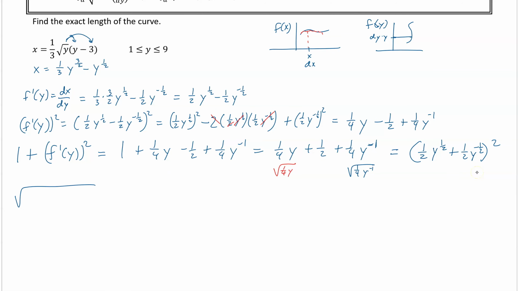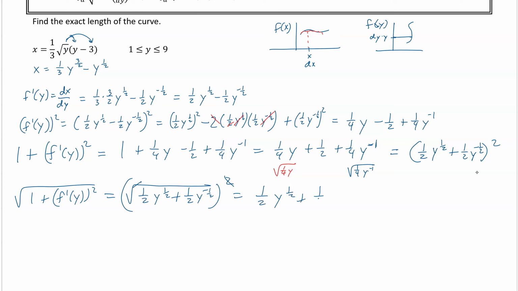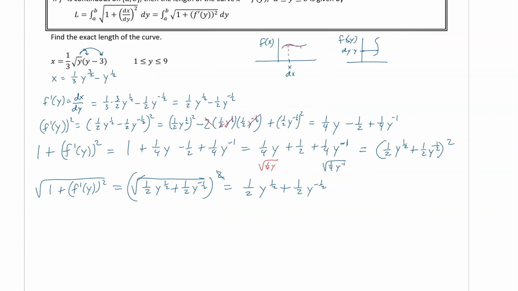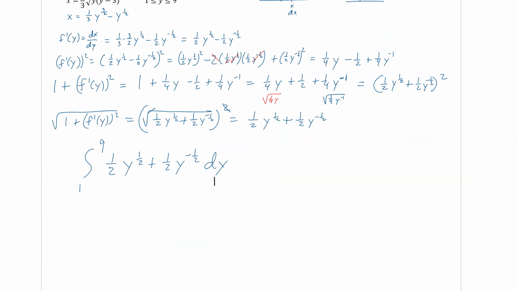So now we can say the square root of 1 plus f prime of y squared is equal to the square root of 1/2 y to the half plus 1/2 y to the -1/2 squared, and the square cancels the square root. So we get 1/2 y to the 1/2 plus 1/2 y to the -1/2. So it just takes a little practice. You know what you're going for. You know you're looking for that perfect square. So now we go integral from 1 to 9 of 1/2 y to the half plus 1/2 y to the -1/2 dy.